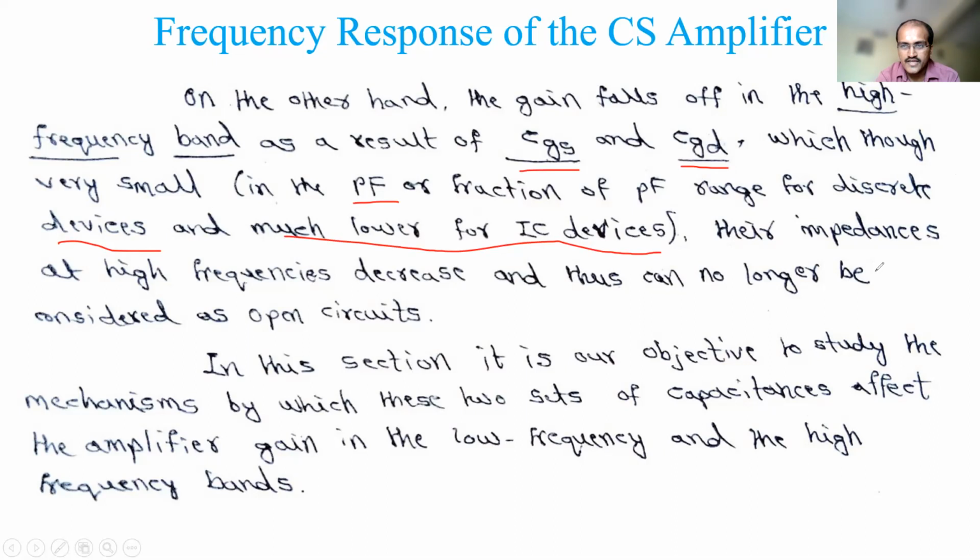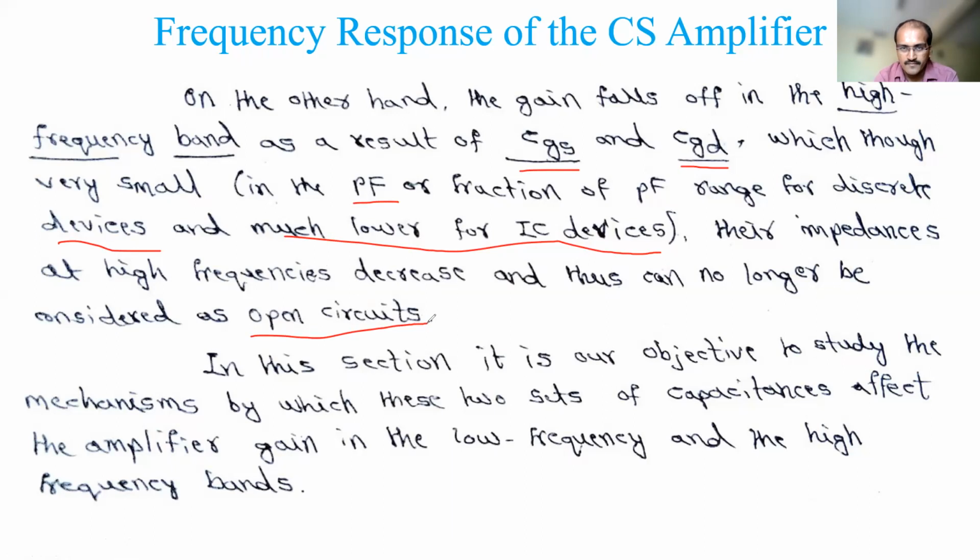So their impedances at high frequencies decrease. Because the capacitances are very small, their impedances at high frequencies will decrease and thus can no longer be considered as open circuits. So we consider the coupling capacitors as short circuits and the small capacitances as open circuits at mid frequencies, right? At the low frequency, they do not act as short circuits. Instead, they present some value. Because of that, there is a reduction in gain.